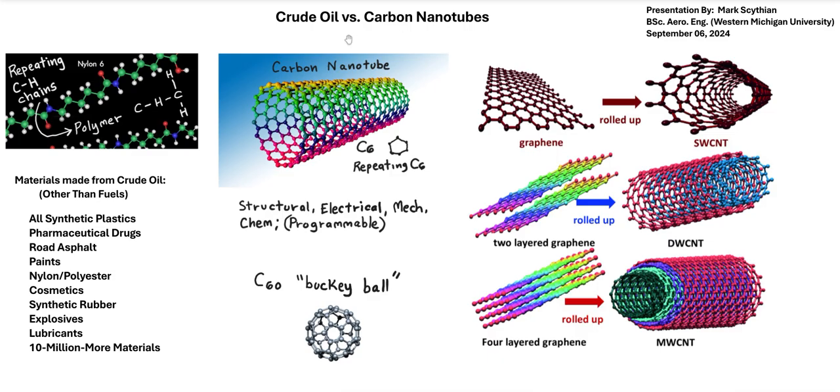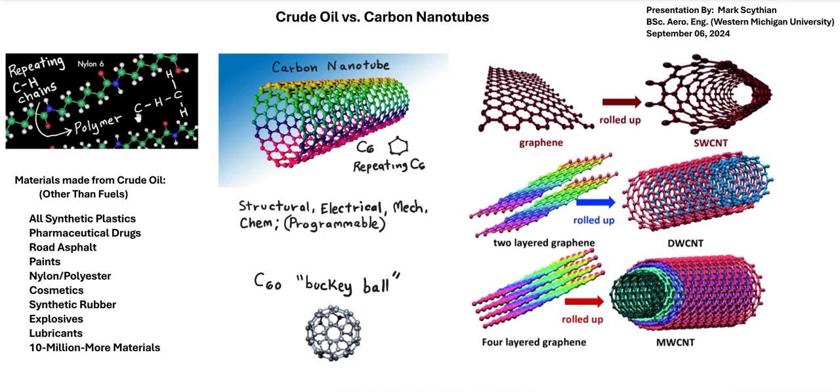So this video presentation is titled Crude Oil versus Carbon Nanotubes. So if we focus on crude oil as a structural material source other than fuels, then we derive over 10 million more materials from crude oil alone, because the fundamental structural matrices of crude oil are repeating chains of carbon and hydrogen, also known as a polymer.